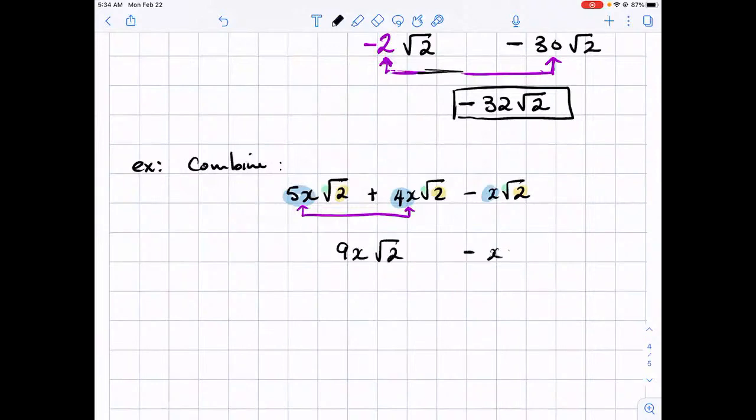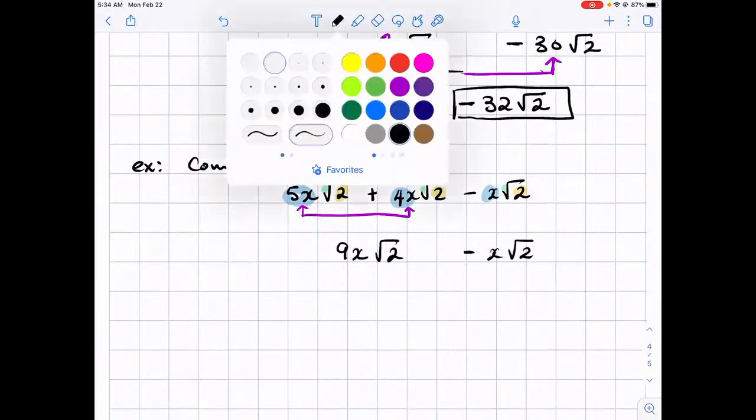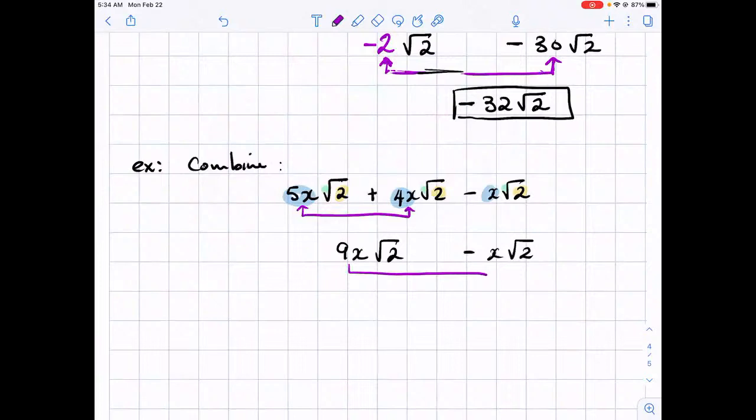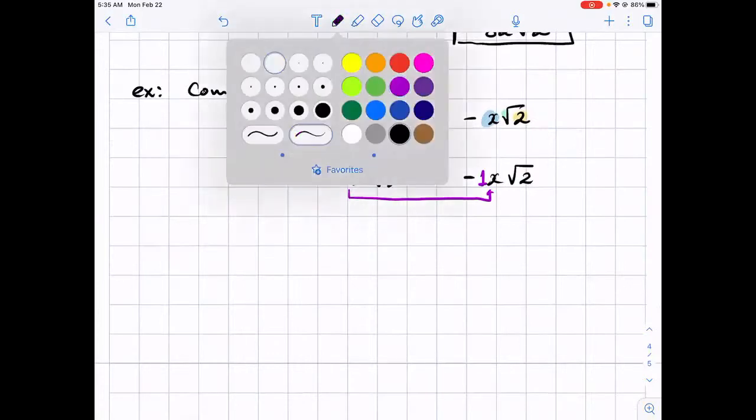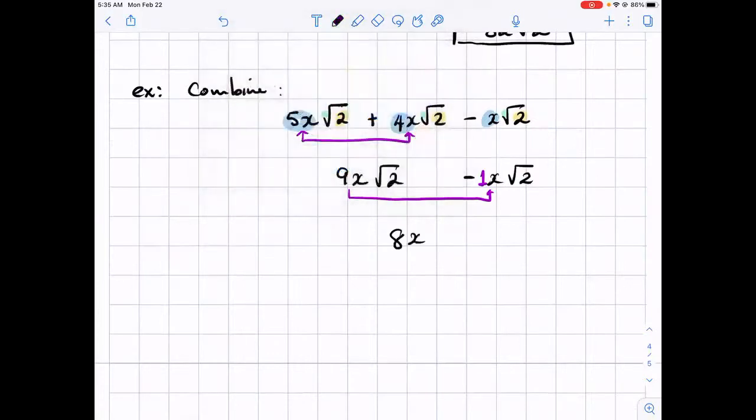And then we have to subtract 1x from that. So if we combine these two coefficients, keep in mind there is an invisible 1 here, right? So 9x minus 1x or minus x, that becomes 8x square root of 2. And look at the radicand. Can you simplify 2? And the answer we know to that is no. Okay, cannot be simplified. So our final answer is 8x times the square root of 2.